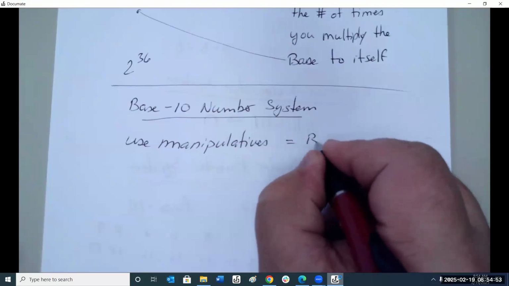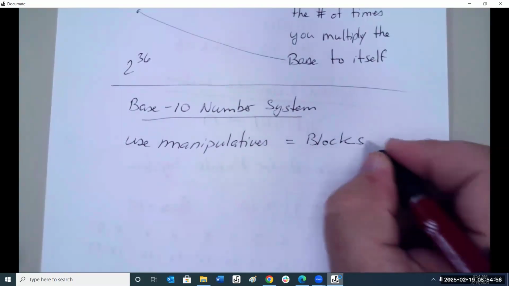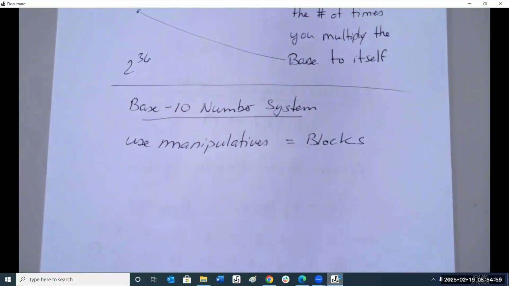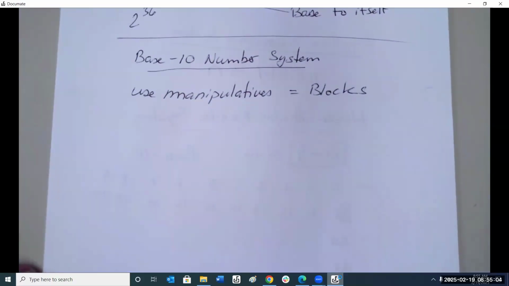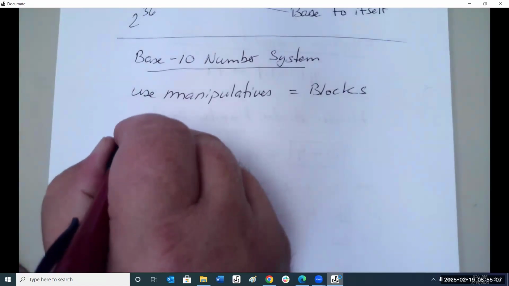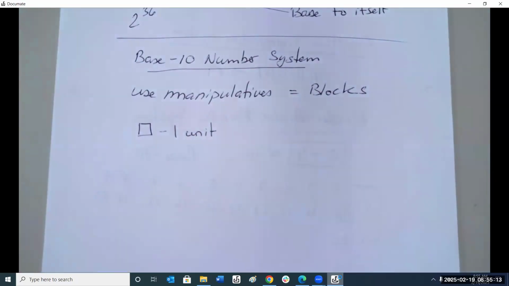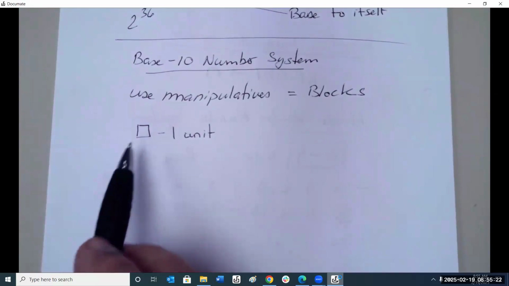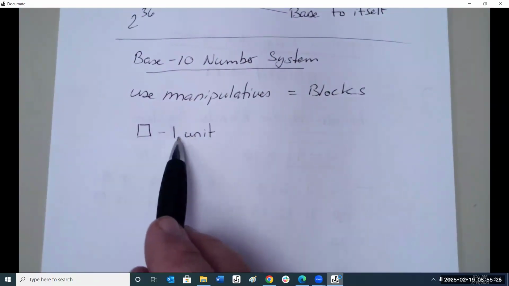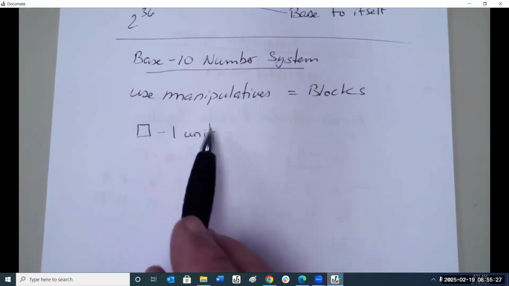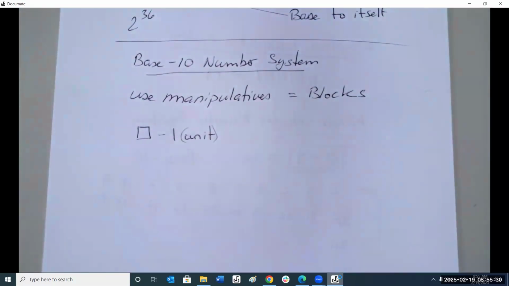In this case, blocks, the number blocks. Do you all remember how to use those? So in number blocks, what do you start with? Start with a single. Now why do they call it 1 unit? One object. And until you give it a name, because what if it's a penny? Then it's 1 penny. If it's flowers, it's 1 flower. So we use this as a generic term to be any object we're using from there on out.